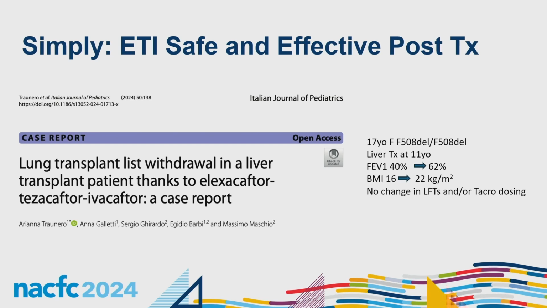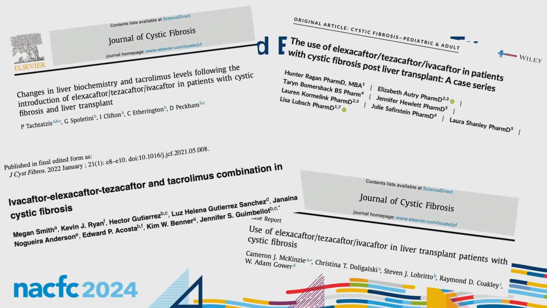Quickly, there was a conversation in a session I was in earlier about using ETI in transplant. I showed a lot of the data last year. I'm not going to rehash it all, but I thought this was a great one that actually showed a 17-year-old who had a liver transplant at 11. They were actually listed to have a lung transplant. Their FEV went up, their BMI went up, and now they're no longer on the lung transplant list. So you can definitely use these medications successfully in your transplant patients. Here's some of the data that I actually shared last year.